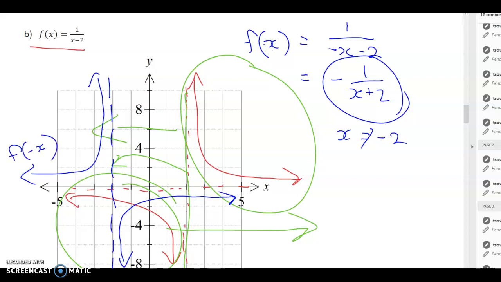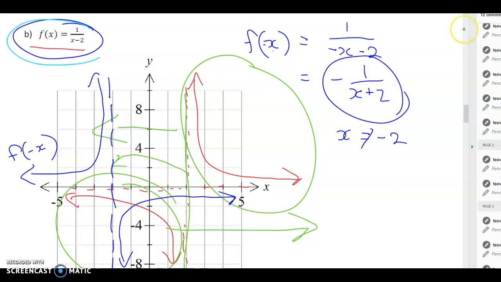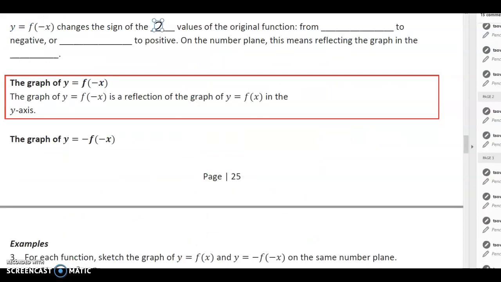It's a little bit messy, but I would encourage you to graph both of these two different functions, in a different color, that one and that one, in Desmos, and you'll be able to see how it works. So y equals f of minus x changes the sign of the x values from the original function from positive to negative, or from negative to positive. On the number plane, this means reflecting the graph in the y-axis.